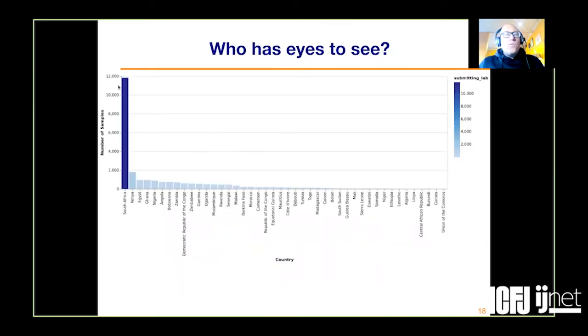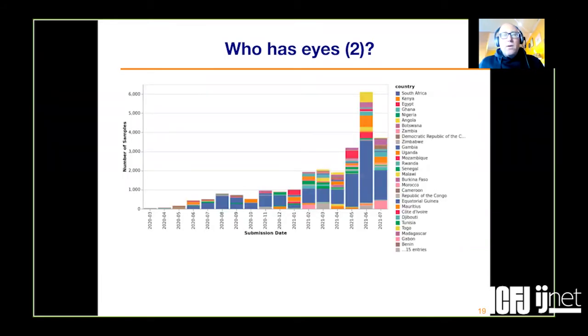This is a picture of the number of samples submitted to the GISAID database, which is one of the main databases where we share virus data from the African continent. You see South Africa at about 12,000 samples has by far done more than anybody else. Then there's Kenya, Egypt, Ghana, Nigeria, Angola, etc. As some of these, for instance, Angola, the samples are collected there, but still sequenced in South Africa. So we've got a problem with not looking across the entire continent.